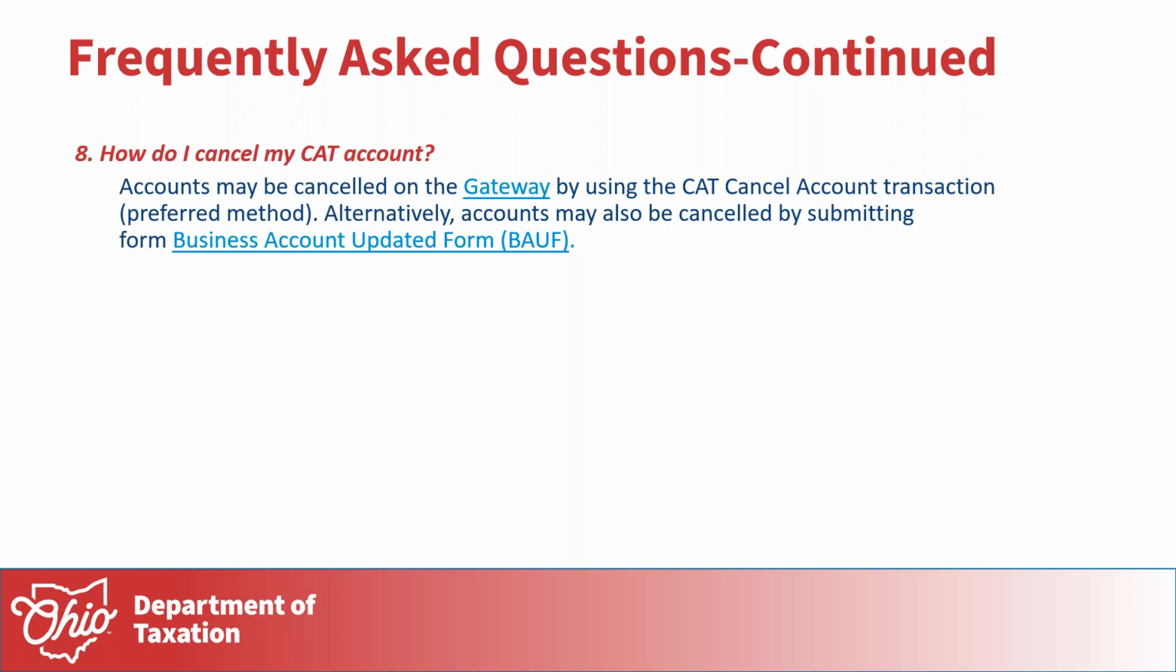Another option is our business account update form. That's located on tax.ohio.gov under the Forms tab at the top. Our examiners are here and willing to assist you to cancel your accounts over the phone as well if you need to. And if you are one of our telefilers, we have sent out a letter that you can sign and either mail back or fax back to us to cancel your account that way.